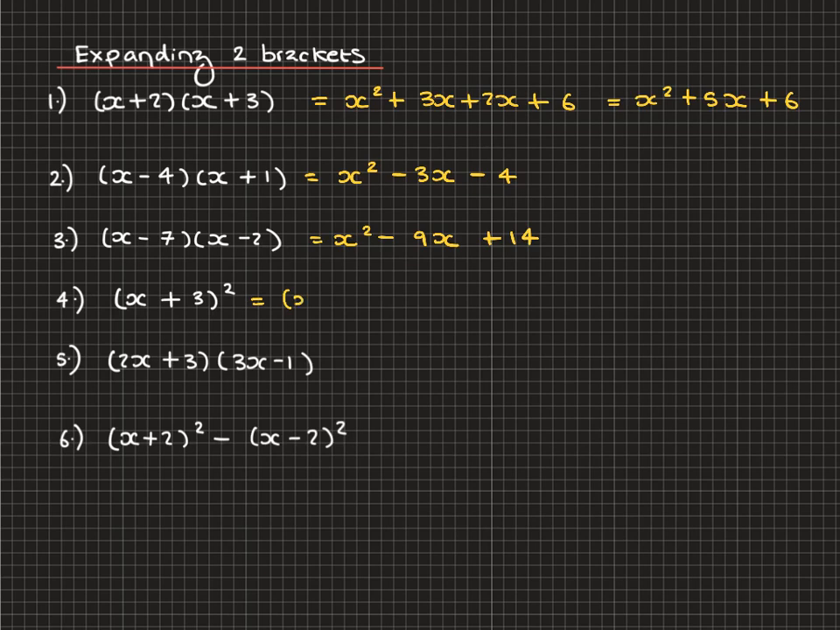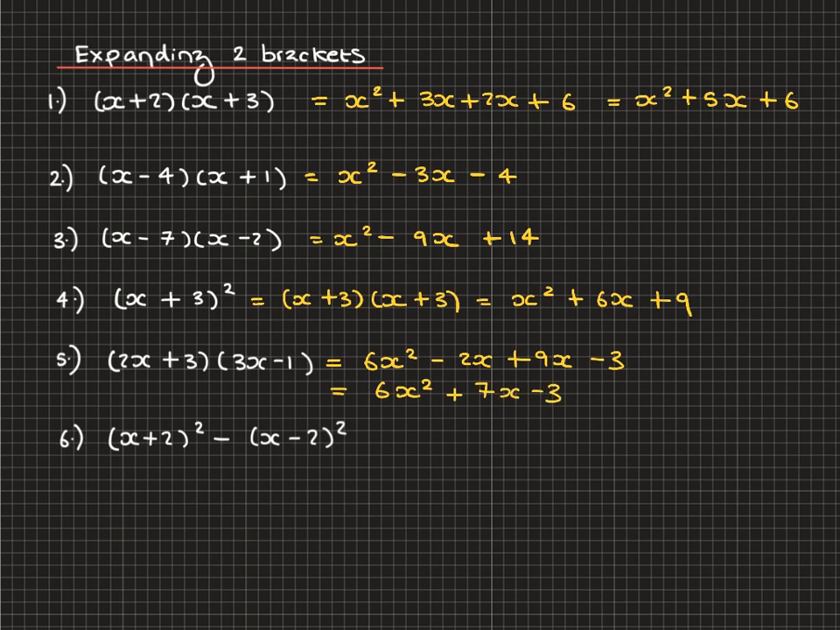Question number 4, don't forget that this is a pair of double brackets and must be expressed as such, giving us x squared plus 6x plus 9. Question number 5, we have 6x squared minus 2x plus 9x minus 3. I have put in the first step of working here as it's a bit more complex. So we end up with an answer of 6x squared plus 7x minus 3.